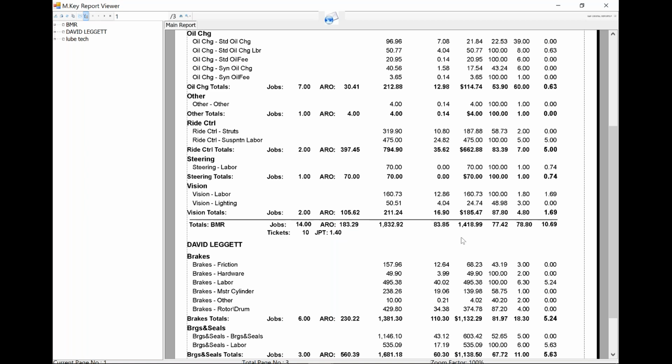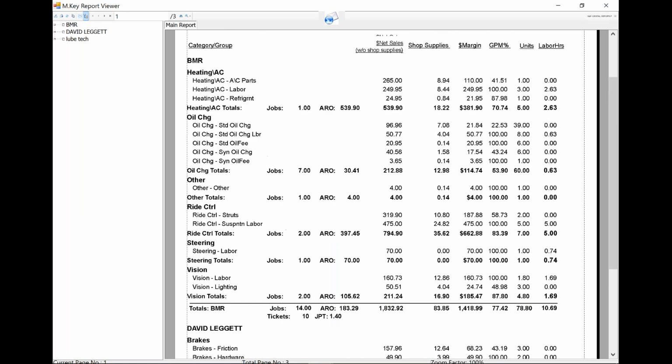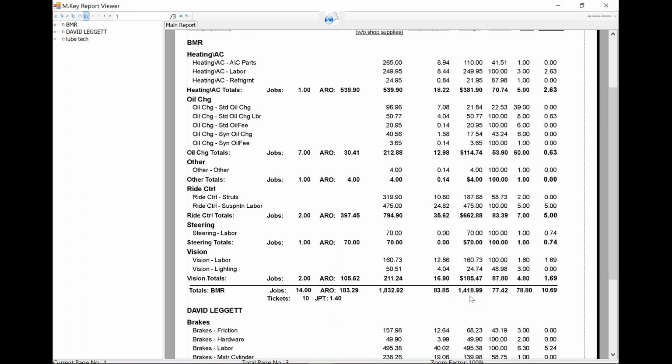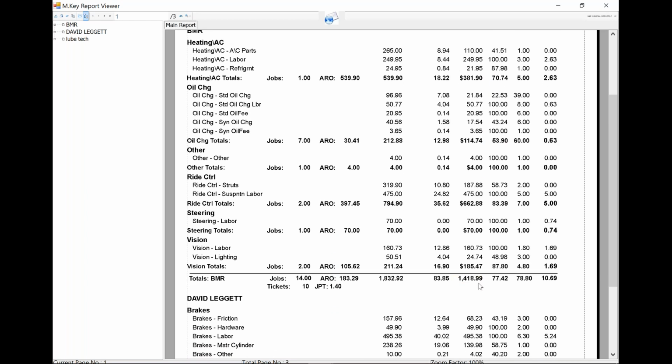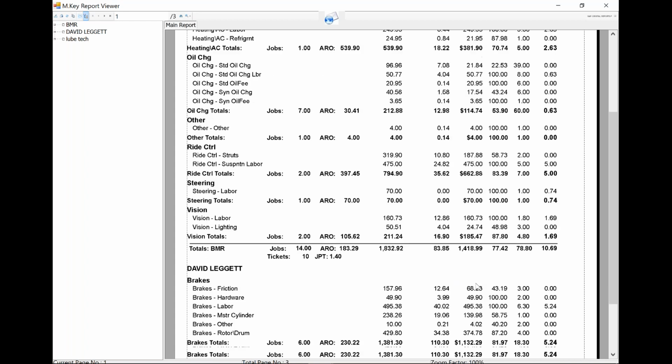A further benefit of this report is this margin column here. This margin column removes cost of goods. If you've entered your cost of goods properly, you know how much money is left over to pay your bills and yourself after you pay the tech. So cost of goods is out of here. If we paid this tech $400, that would leave approximately $1,000 for you to pay your bills and everything.